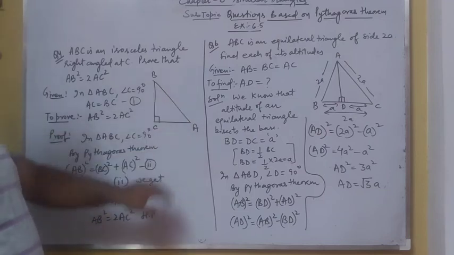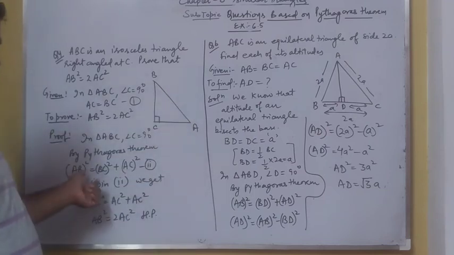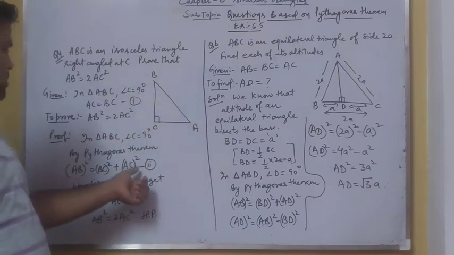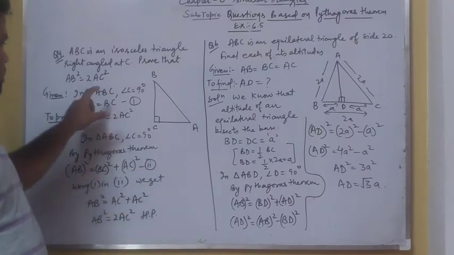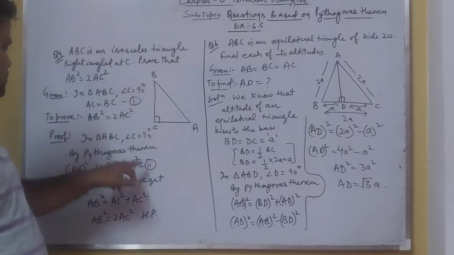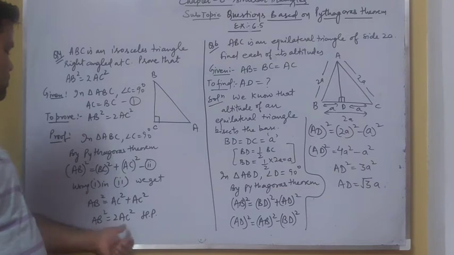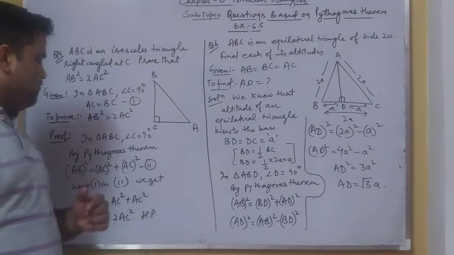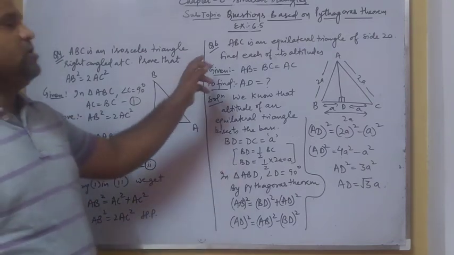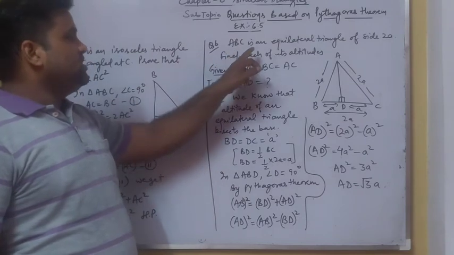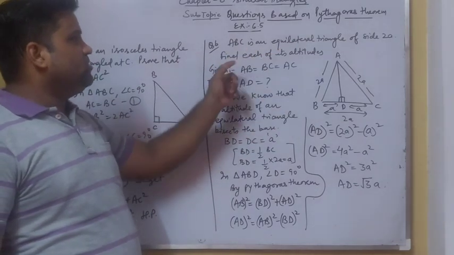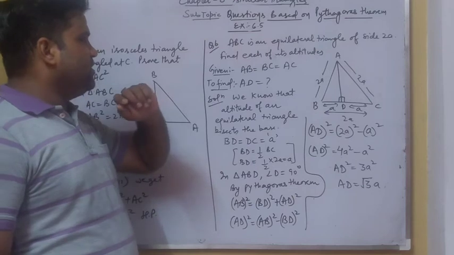So on applying the Pythagoras theorem, we get AB square equal to BC square plus AC square, and we consider it as equation number second. Using equation number first in second we get our desired result, AB square equal to twice of AC square, which is the required answer. Now let us come to question number 6. ABC is an equilateral triangle of side 2A. Find each of its altitude.